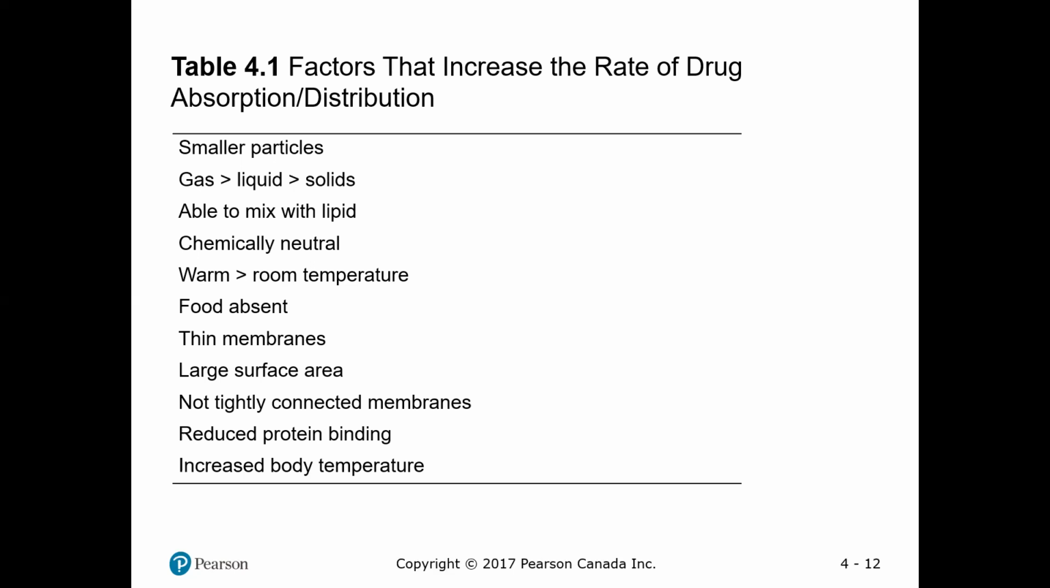Not tightly connected membranes. Now, if you eat proteins, proteins are tightly connected with each other. Those will be less absorbed and distributed than other food like carbohydrates. Reduced protein binding: again, if the binding is more, it will be hard to absorb and hard to distribute. Next is increased body temperature. If you are cold, if your body temperature is down, then the absorption and distribution both will take place slower compared to when your body is at a normal body temperature.